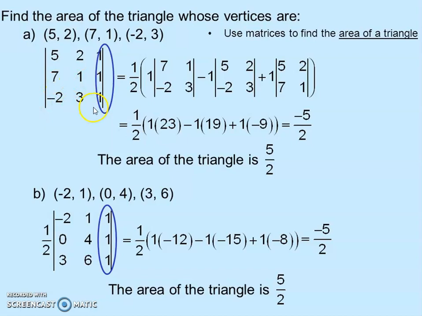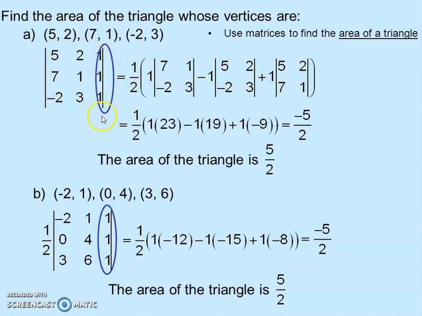7, 1, minus 2, 3. Okay, right? So 7, 1, minus 2, 3. Next, 1 upon 2 is fixed. So next one is minus 1. We have to now take the second row and last column fixed. So what is remaining? 5, 2, minus 2, 3.